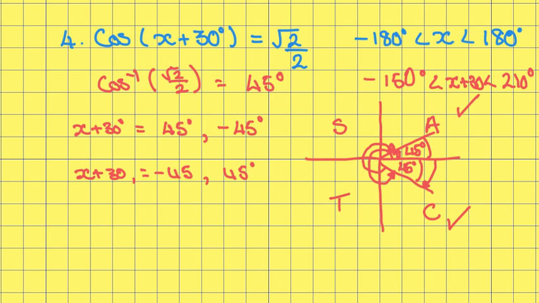But I don't want x plus 30, I want to solve for x. So x is equal to, subtract 30 from both sides. So that's minus 75 and 15 degrees. So my two solutions are x equals minus 75 degrees and 15 degrees. And both of those, if I check back, are in my domain from minus 180 to 180.